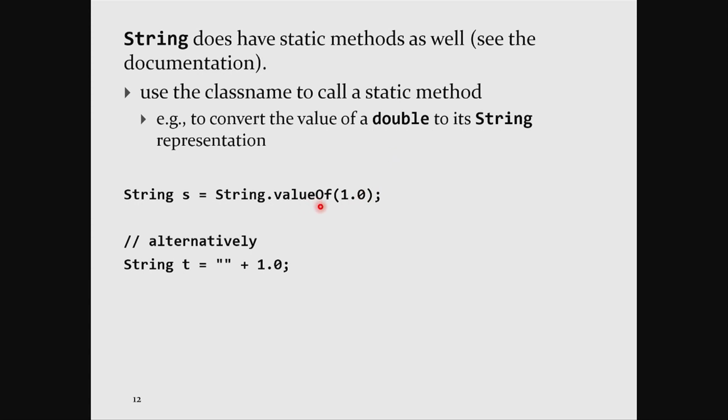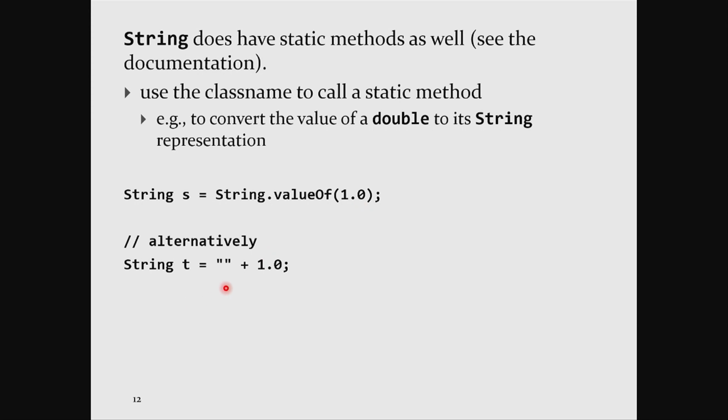And there are actually several different versions of this method. There's a different version of this method for every primitive type. What that lets you do is take a primitive value, like 1.0, and get its string representation, which in this case is just the string 1.0. So if you ever want to convert a primitive type to a string, you can always use capital-S String.valueOf and the thing that you want to get the string representation of.